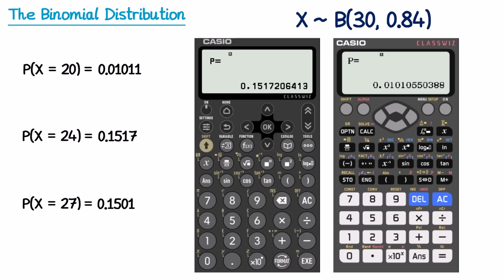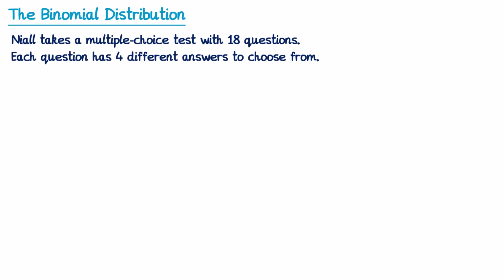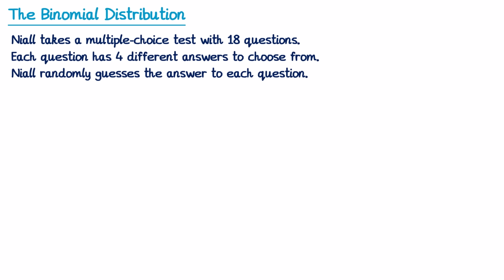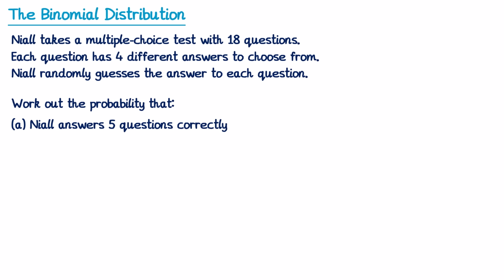Often exam questions on this topic are given in context. Let's have a look at an example. For this question here, we're told that Niall takes a multiple choice test with 18 questions. Each question has 4 different answers to choose from. Niall randomly guesses the answer to each question. We need to work out the probability that Niall answers 5 questions correctly.